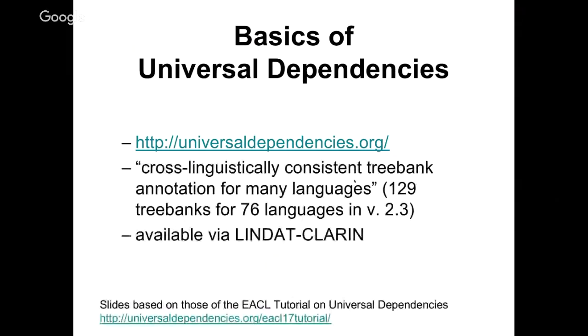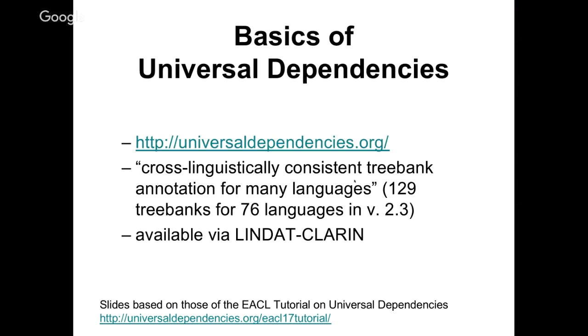It's defined as a cross-linguistically consistent treebank annotation for many languages. You see 129 treebanks available for 76 languages in the current version of Universal Dependencies, which is version 2.3. There are two regular releases of Universal Dependencies every year, usually on 15 May and 15 November.